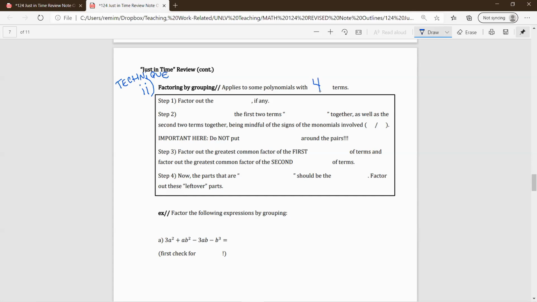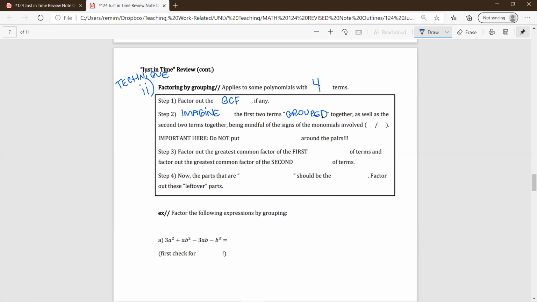And in the box are all the general steps to completing this technique. So step 1 is factor out the GCF, if there is any, just like we did on page 6. Step 2 is imagine the first 2 terms kind of grouped together. Now, it might be kind of a weird word to put into a math discussion, like, oh, just imagine these 2 together, but that's really what you want to do.